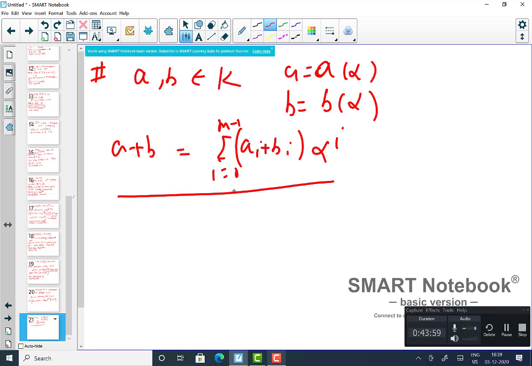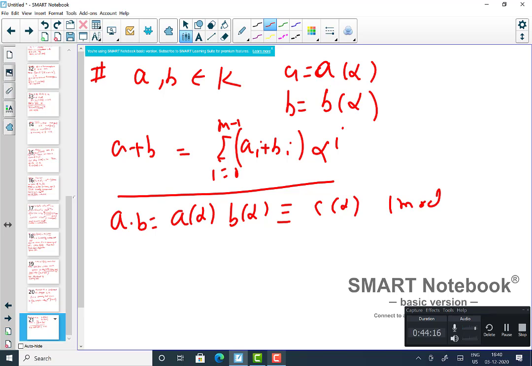But the product is interesting. If you want to take the product A into B, you have to take first A(alpha) and B(alpha), and then you have to go modulo something. So suppose this is modulo p(x). If the result modulo p(x) is A(alpha), then you can write down this is C(alpha). Okay.